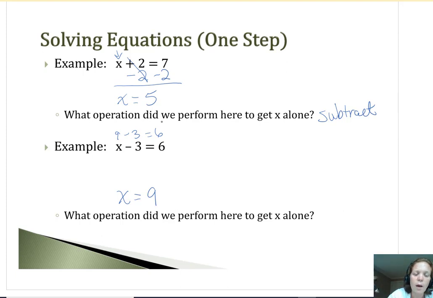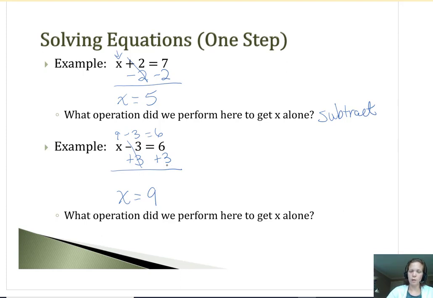Okay, so the way I get from the equation to the answer, since it's subtracting 3, I'm going to add 3 to both sides. Because minus 3 and plus 3 is 0. And I'm just left with x then on the left side, but I have to do the same thing to the right. 6 plus 3 is 9.